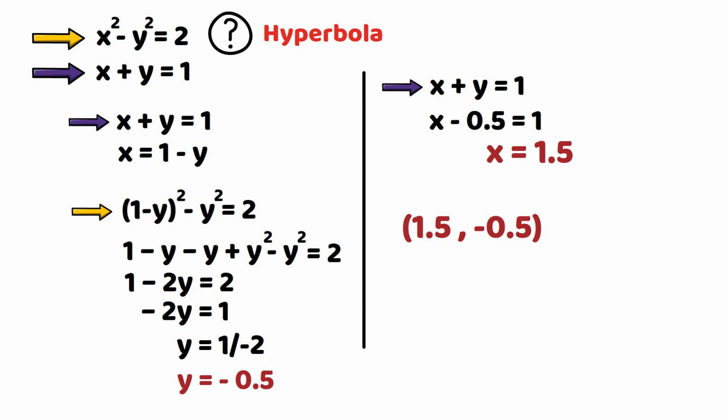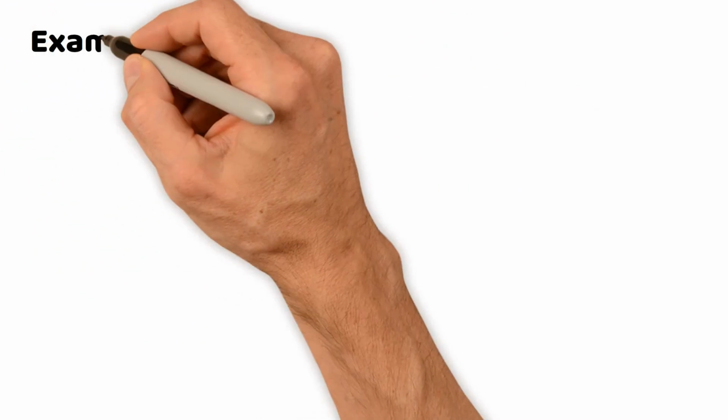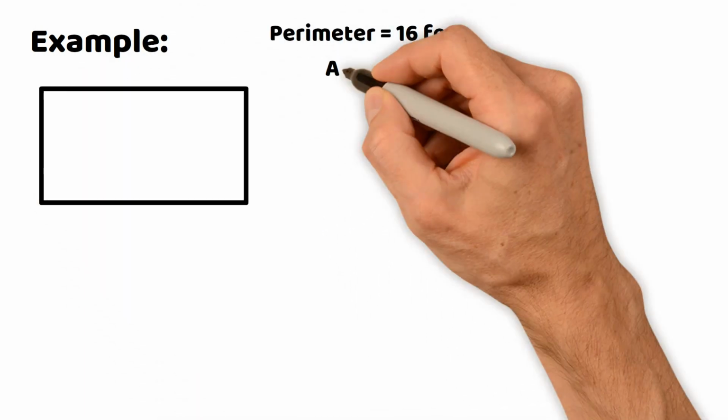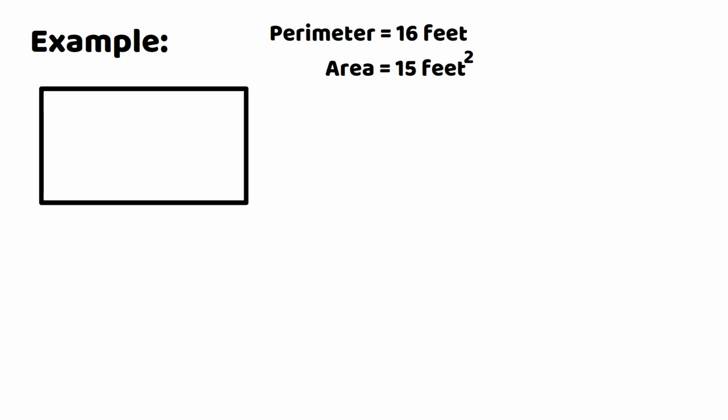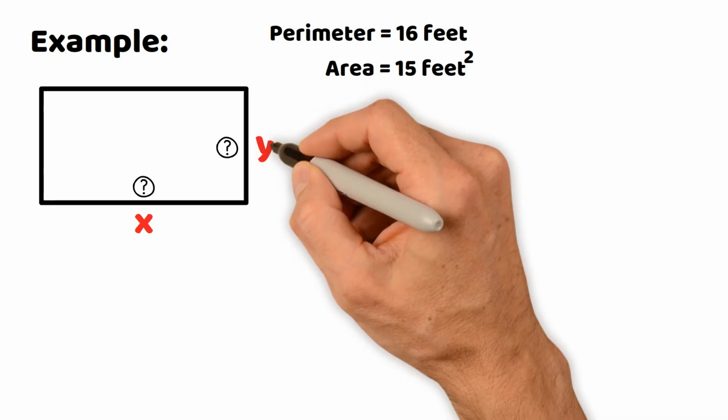As before, we can use these methods to solve word problems and puzzles that lead to a pair of equations. Let's look at an example. A rectangle has a perimeter of 16 feet and an area of 15 square feet. And let's say we want to know the dimensions of the rectangle, the length and the width. Let x be one dimension, again doesn't matter which one, and let y be the other dimension.